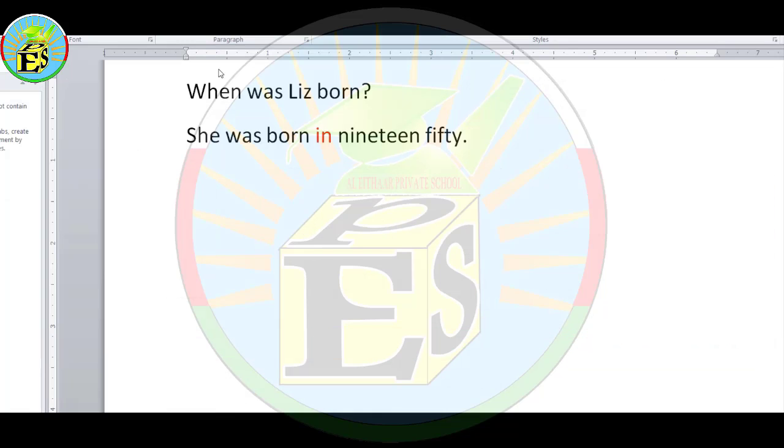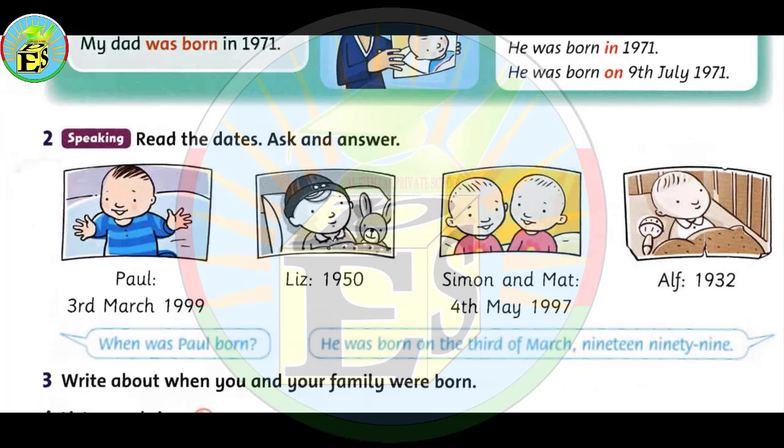So this is how to write the whole date correctly. When was Liz born? She was born in 1950. This is how we write 1950, and we said that we use the preposition in when we have the year only. So this means that Liz is 70 years old now. Look at the picture. Even the picture is in black and white.